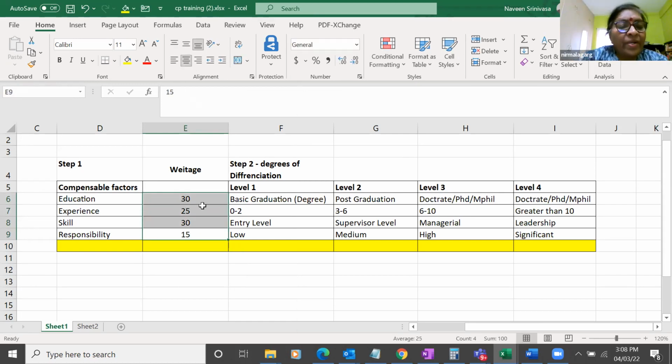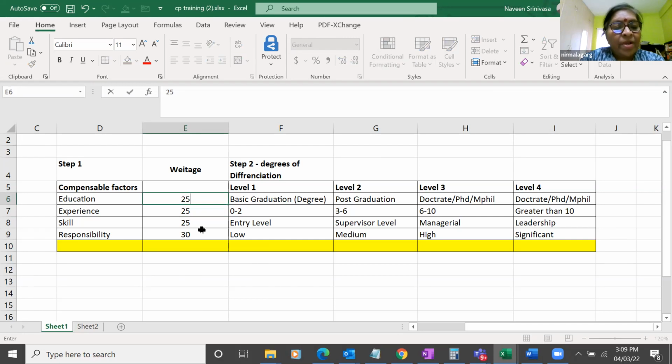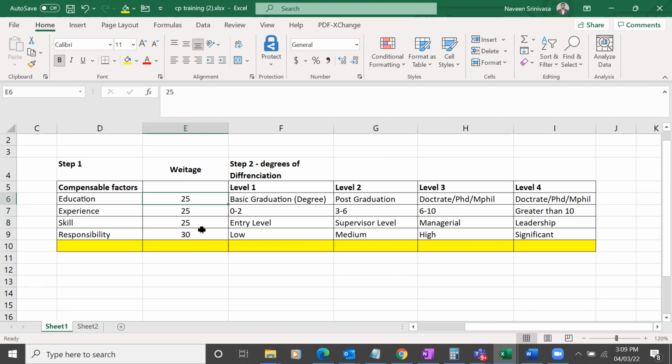Make responsibility 30 and reduce skill. Reduce experience. Skill can become 25. Then education can become 25. Experience can become 20. So how much will it come up to now? 5, yes, 20.